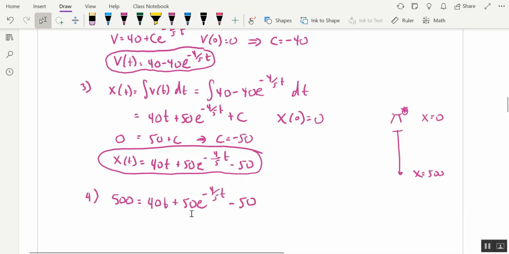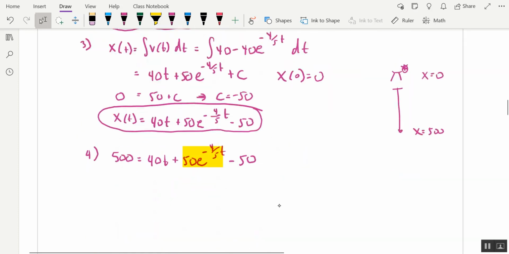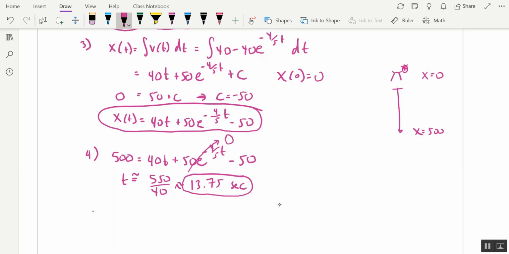Now, here's where you're going to either need technology or use the fact that you can ignore, in this case, the exponential term. When you solve this for t, you're going to find that the value of t for which this is true makes this term absolutely tiny. So we're going to set that equal to 0 and get t equal to approximately 550 over 40. And that's 13.75 seconds.